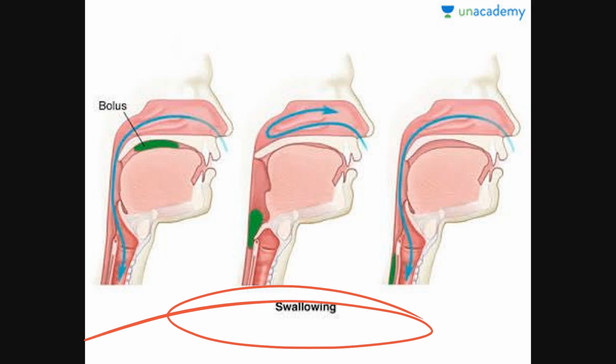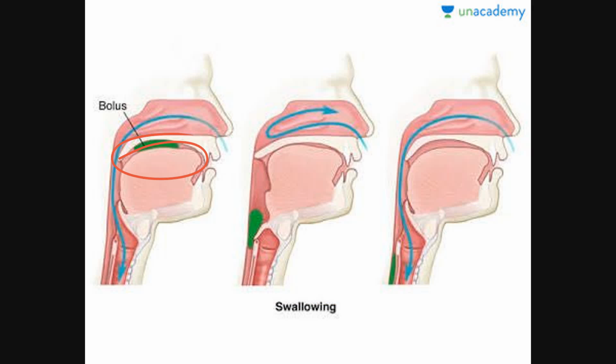Now, here in the figure, you can see the bolus of food moving down. Thus, the epiglottis closes the passage to the trachea, forcing the food into the esophagus. That's why you are told not to talk while eating. It may lead your food to the trachea.